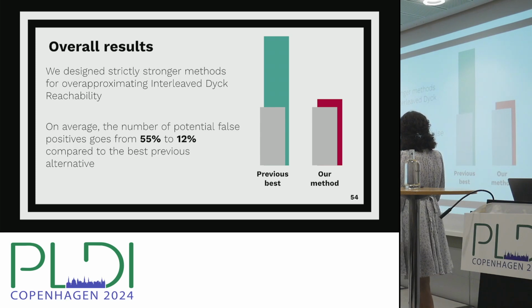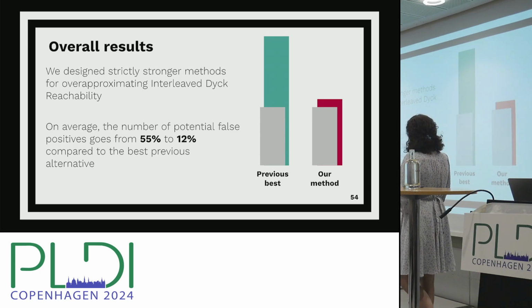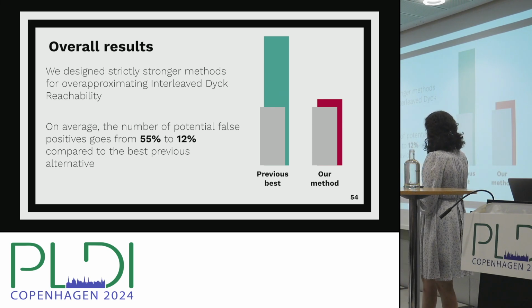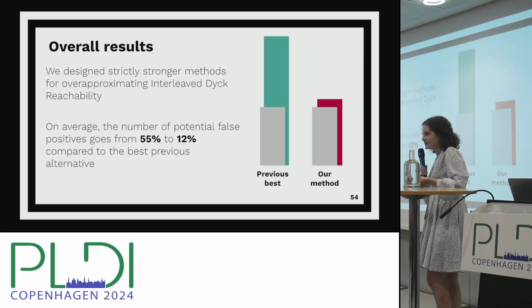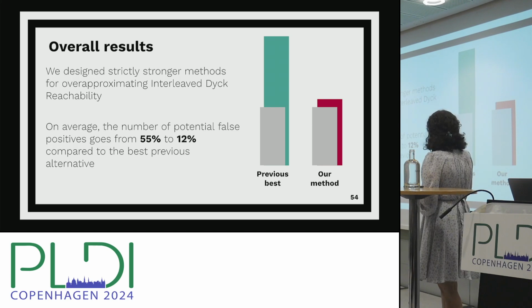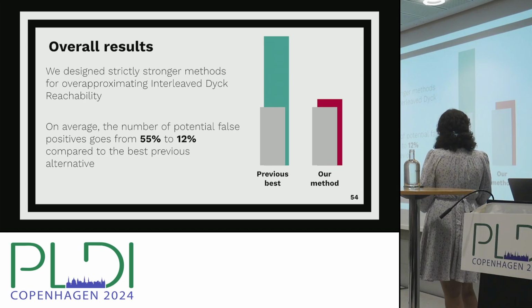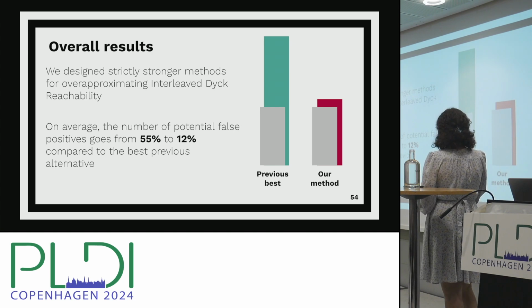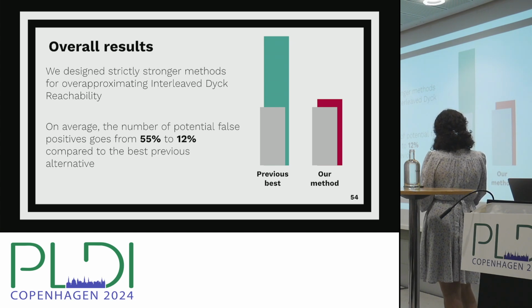So our overall results, essentially we designed stronger methods for overapproximating this interleaved Dyck reachability that improved on the previous best methods. And the number of potential false positives, which was previously 55%. So out of the paths that are reported, only these we know are actually reachable, and these ones we're not sure. Now it's going to be 12%. So we know that only these are the pairs that we don't know.